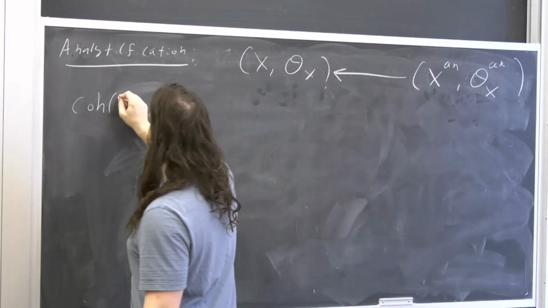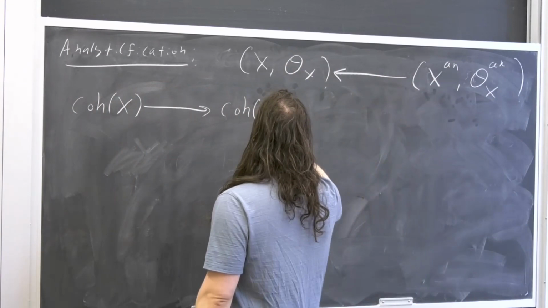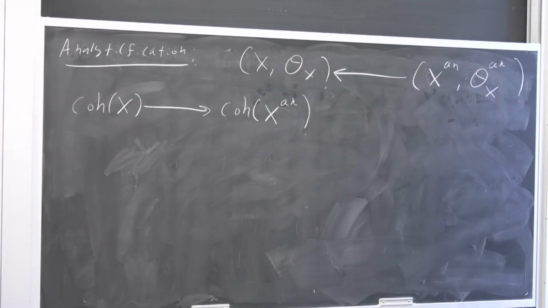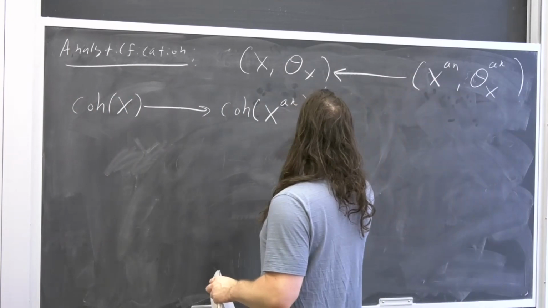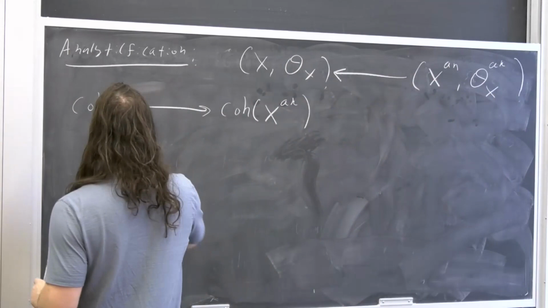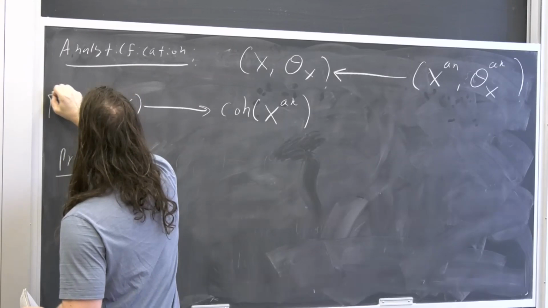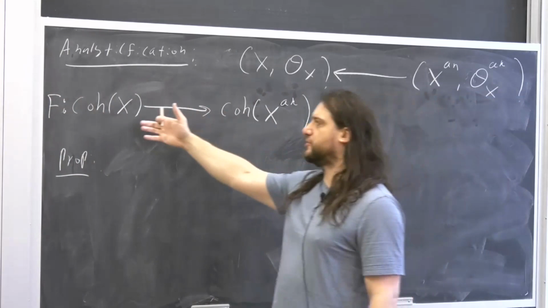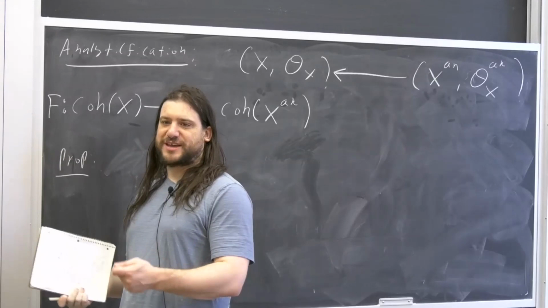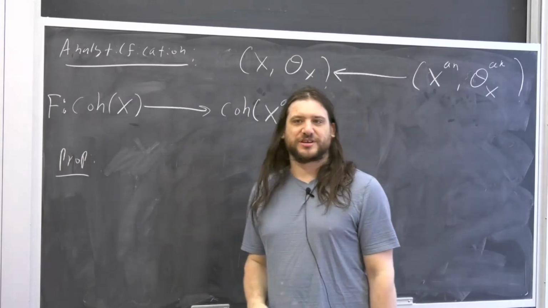But in particular, you get a map from coherent sheaves on X to coherent sheaves on X^an. This is the functor F. So basically, what's a coherent sheaf? It's something you get by taking O_X to the n, having a map from O_X to the m, and looking at the cokernel. So it's just finitely many generators and relations. You can think of them as generators and relations over here.